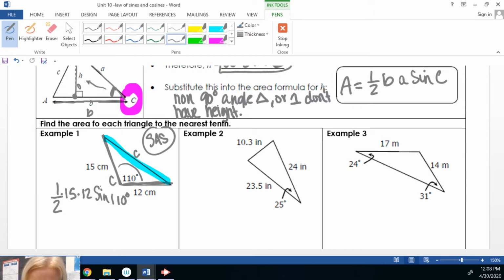All right, so let me plug this in my calculator. Again, remember to make sure you're in degrees. It's going to be 0.5 times 15 times 12, and then I just plug in sine of 110. And part of me thinks you should probably want to see how I put that in the calculator, because it is useful to be able to see it.